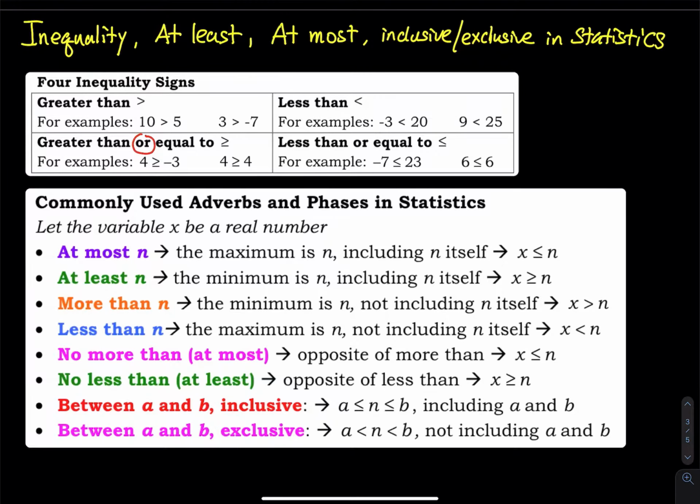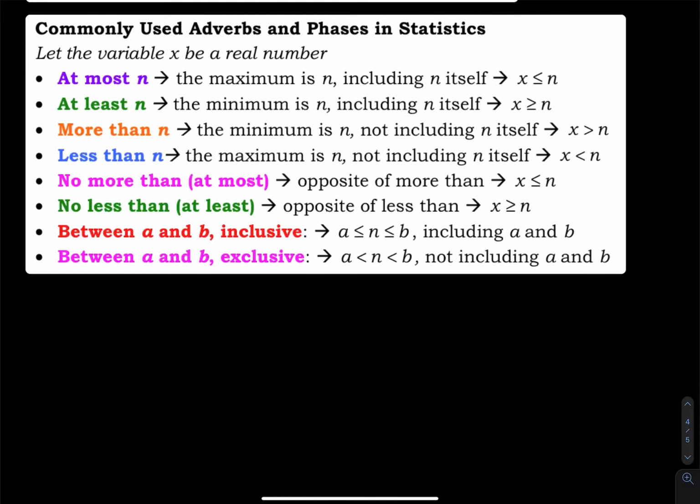So let's say you have at most 5 pairs of sneakers at home. How do you express that? I'm trying to guess how many pairs of sneakers you have, so x stands for the number of pairs of sneakers you have. Let's say x is at most 5. You have at most 5 pairs of sneakers. So that will be x less than or equal to 5. The maximum is 5, the minimum is 0, right? Based on this statement, the maximum is 5, minimum is 0.